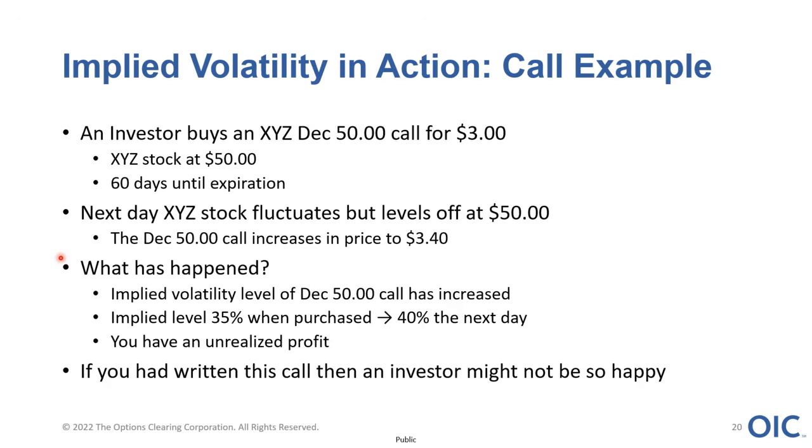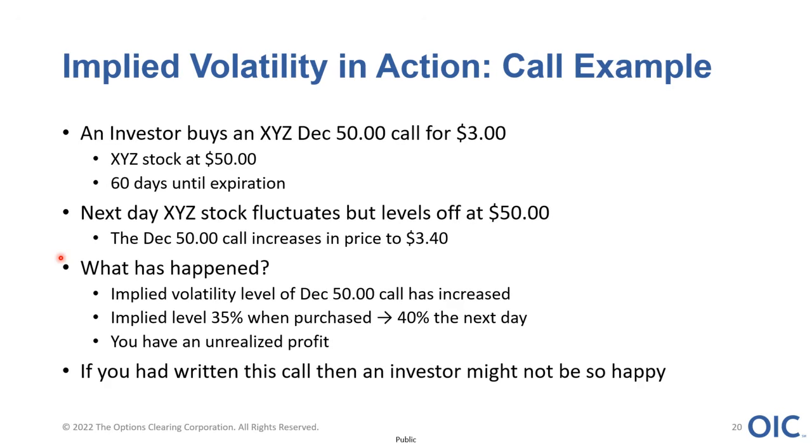The next day you come in and stock XYZ has moved a bunch. It's fluctuated all over the place. But at the end of the day, it trades at $50 again and it closes there. However, when you look at the option that you bought yesterday, that you paid $3 for, it's trading at $3.40. Well, what has happened here?